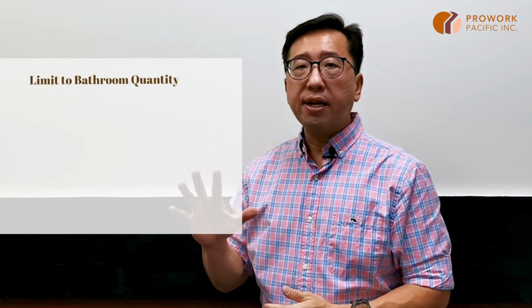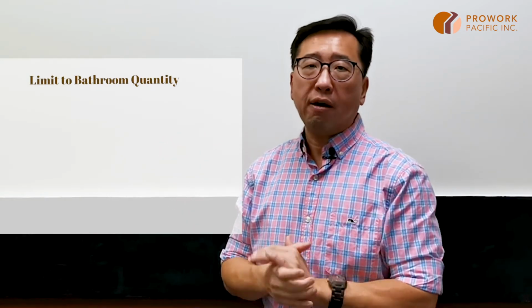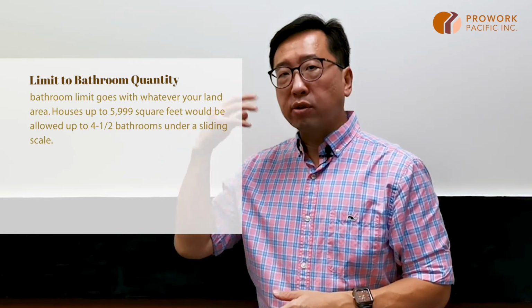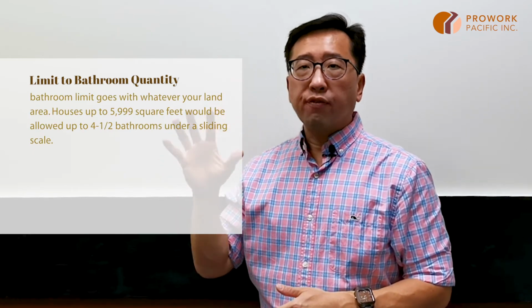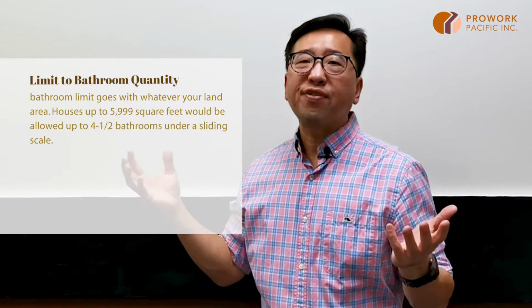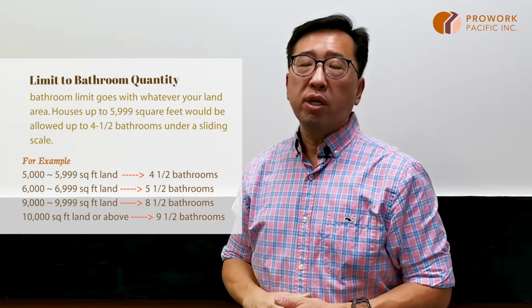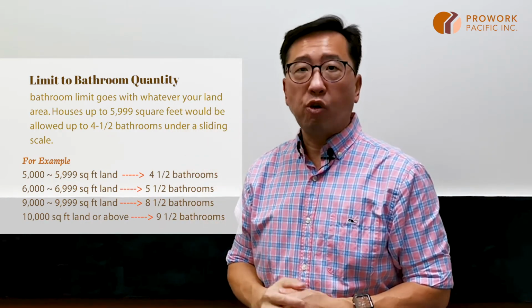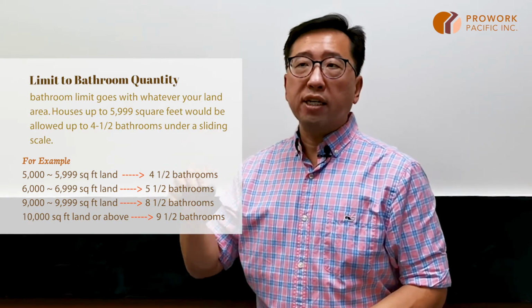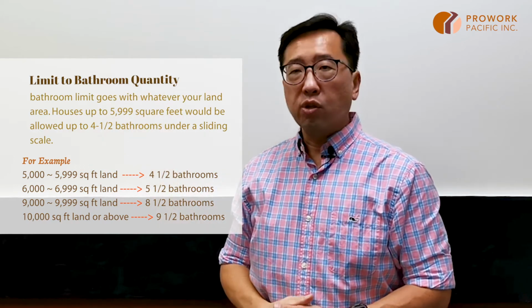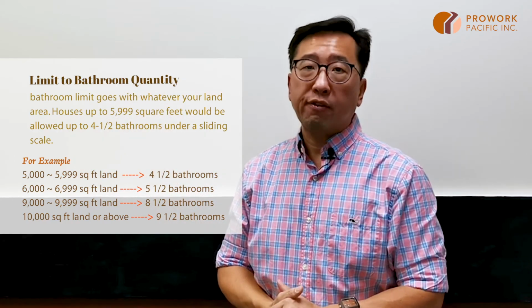The bathroom limit goes with your land area, minus a half. The easy way to remember is to take the first number of your land area, say 5,000 square feet, which is like 5, and you minus 0.5, that means 4.5. So if your land is from 5,000 to 5,999, then you can only have 4.5 bathrooms.